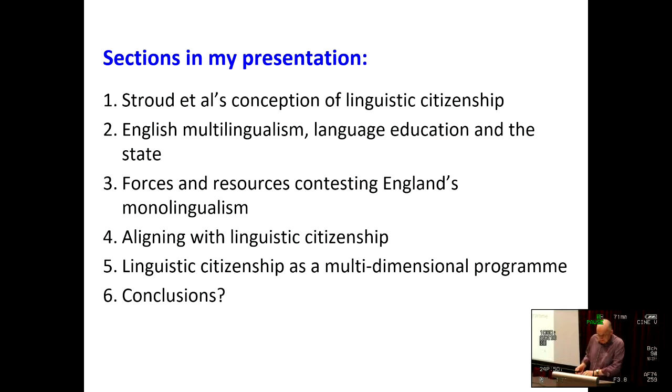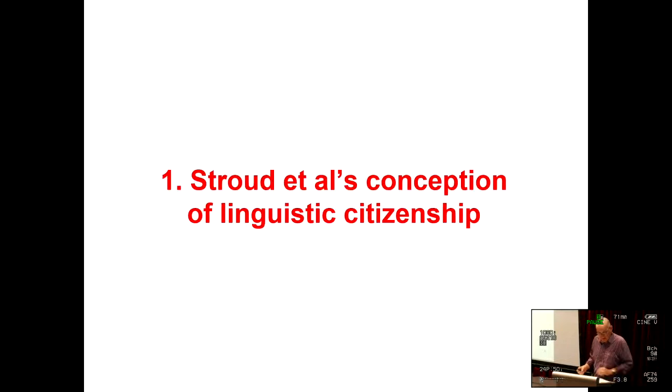So let's start with a definition. Stroud and colleagues begin their account of linguistic citizenship with a critique of the linguistic human rights approach to linguistic inequality. Now, this is a very state-centered approach that's been influential in post-apartheid South Africa, where Stroud et al. are based.